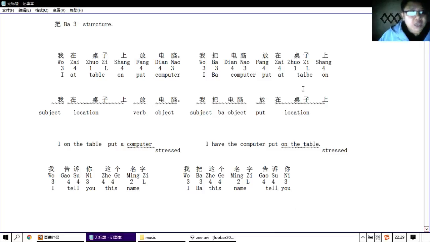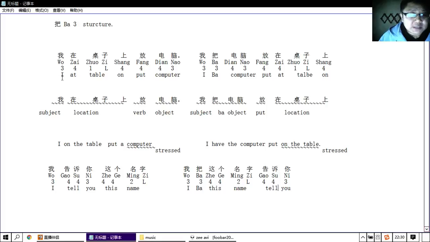Now, we're looking at two separate sentences. I put a computer on the table, and I 把 the computer put on the table. Well, if we translate them into Chinese, that will be 我在桌子上放电脑 and 我把电脑放在桌子上. Well, we can see very obviously the second sentence is put into the 把 structure. Now we can take a look at it here.